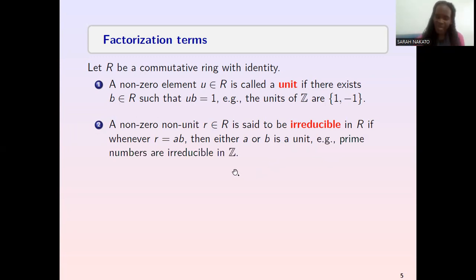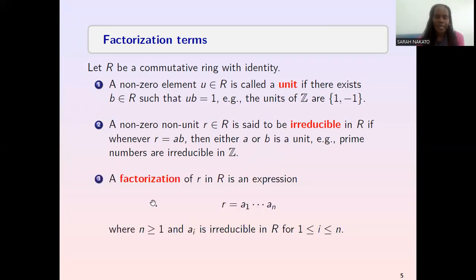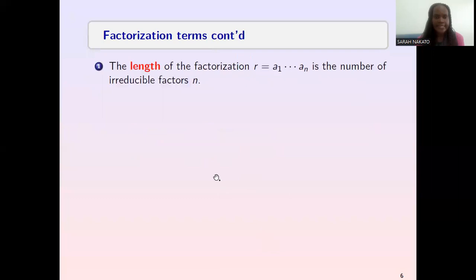For example, our usual prime numbers, as we know, they are always irreducible. They are irreducible in Z, and more generally, the prime elements are always irreducible in that particular ring under consideration. And then by a factorization, still, we are referring to an expression of r as a product of irreducibles. Still, that's what we call a factorization. And the length, so like I said, most of us now know these terms, but we need them for this talk. The length of the factorization is the number of irreducible factors. Number of irreducible factors is what we call the length.